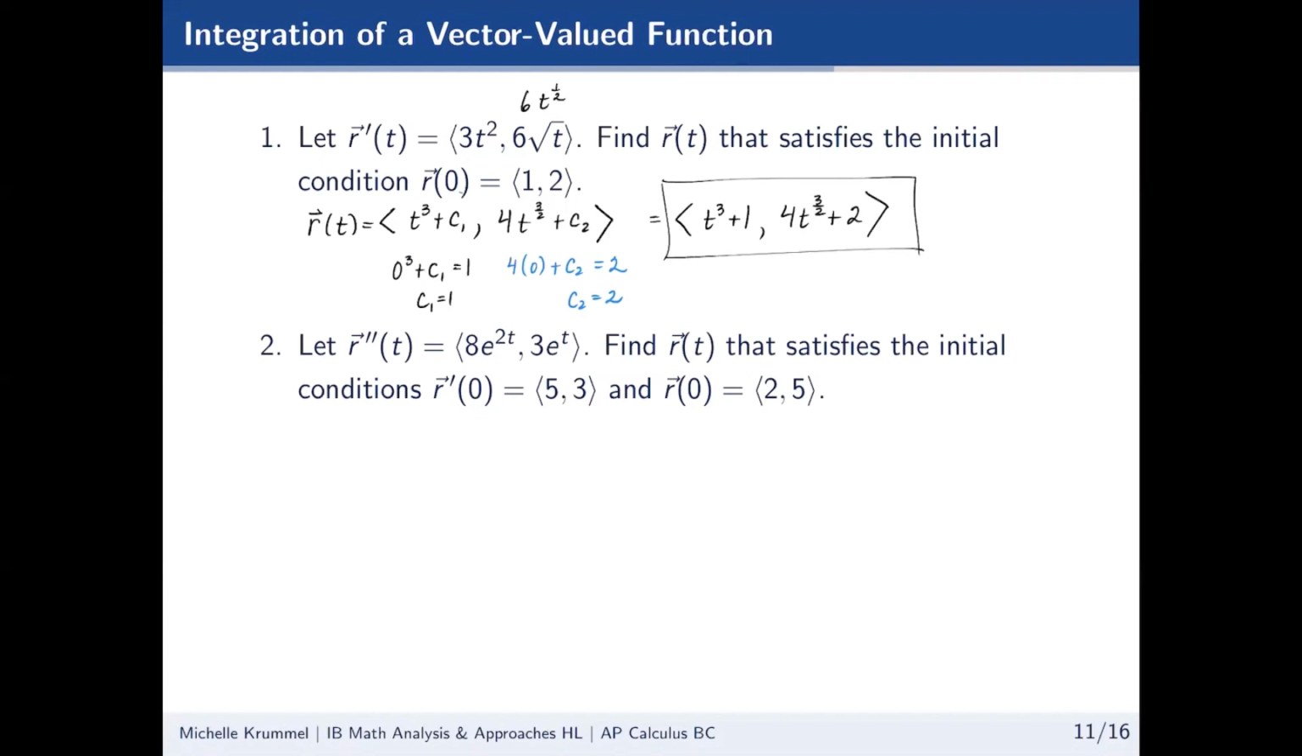Okay, so let's pause here a moment and see if you can do number 2 on your own. In number 2, we start with a second derivative, and we have to find just vector r of t. So if we integrate r double prime, we're going to get r prime.